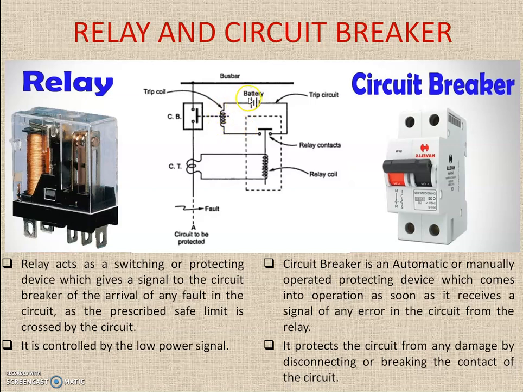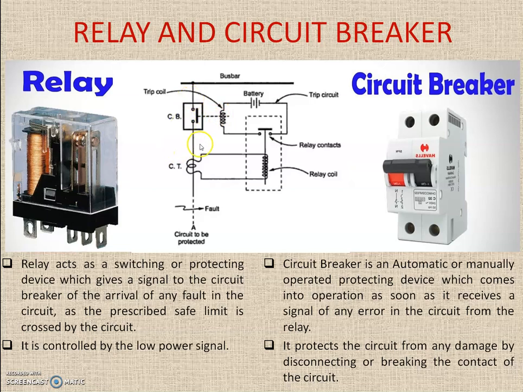And the trip coil is connected to a battery, and this circuit will be closed by a relay contact, and this relay contact is controlled by a relay coil, and this relay coil is connected to the secondary of the current transformer. The current transformer is connected on the high power level, and this secondary will have a lower current level, and this coil will energize the relay contacts and make the trip circuit closed. And once the tripping circuit is closed, the circuit breaker will open the circuit.